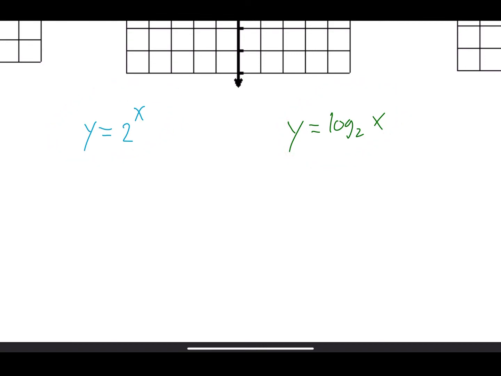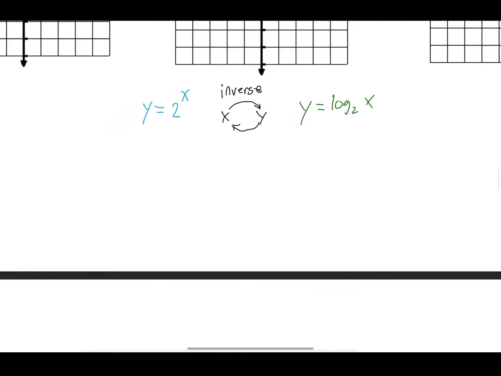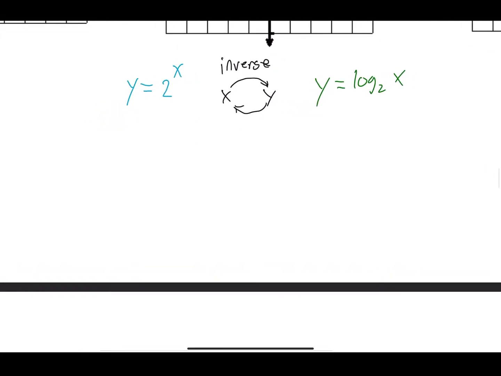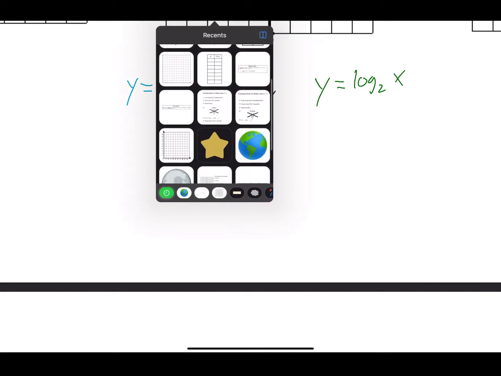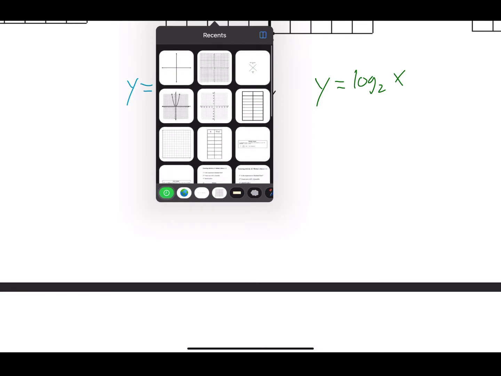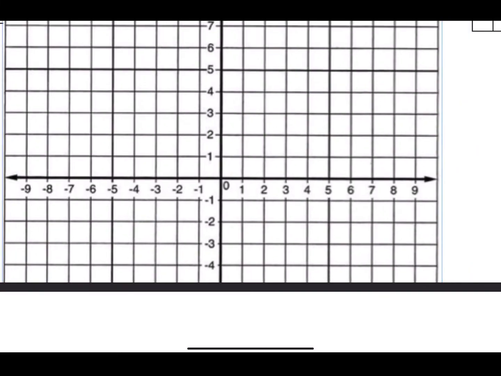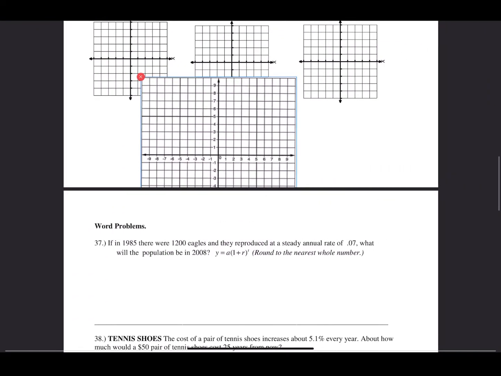Now, what does it mean for something to be an inverse? We take every x and every y of both functions and flip them in order to get the other. Now, what does that look like? y equals 2 to the x. If we imagine that function, let's put a nice graph here real fast. Let's say that's good enough. Let me shrink this down to size.